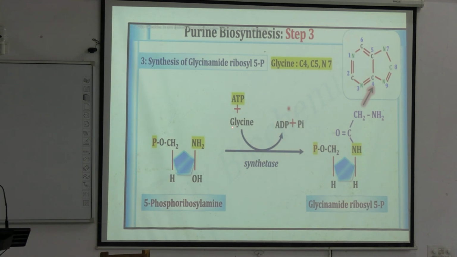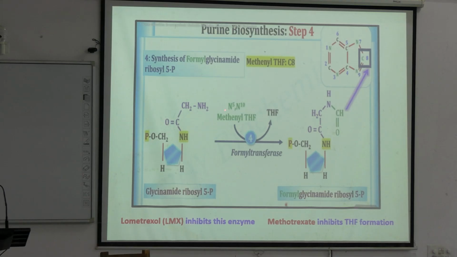glycine is added. So glycine, you see, look at this thing. NH was there already pre-existing, onto which CO, CH2, NH, 3 atoms are added in this structure, this part. So it is moving in this direction. Now N5, N10 tetrahydrofolate, because carbon group is to be added at the C8 position. So this C8 is coming. This, can you see this one?